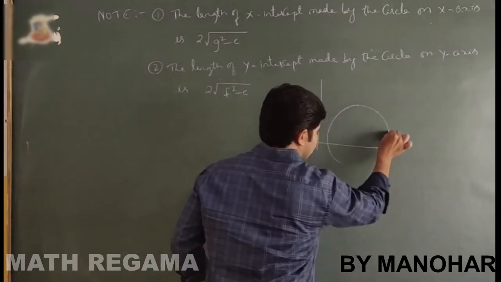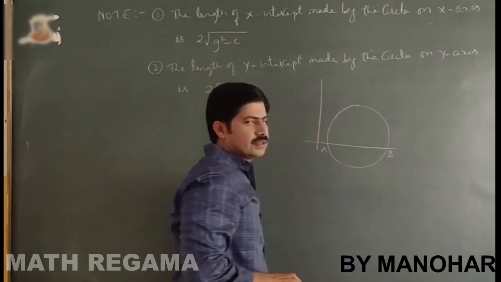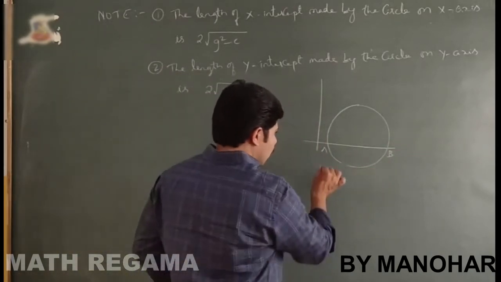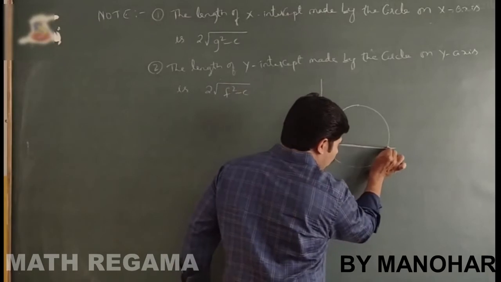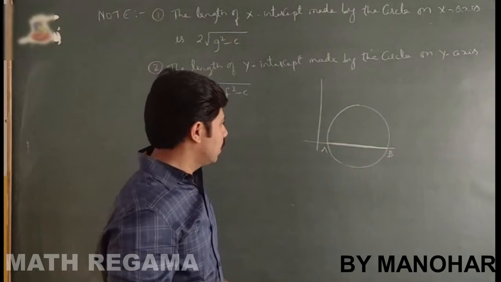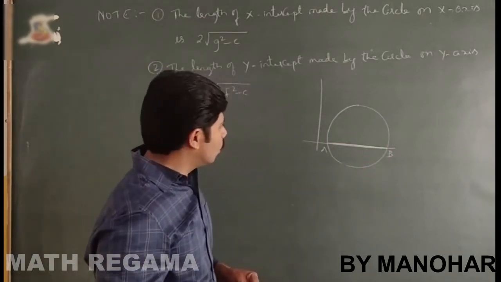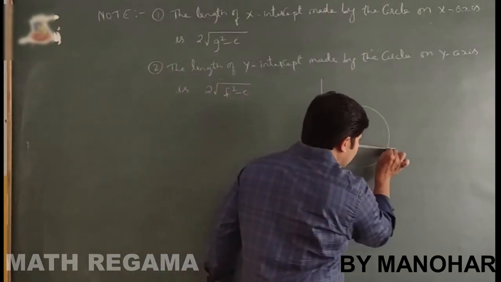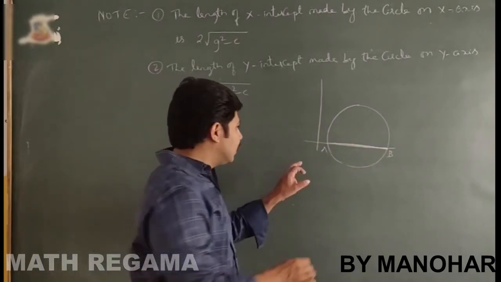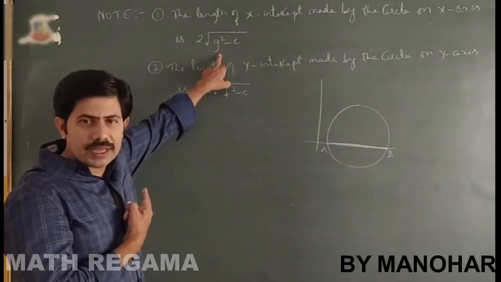Draw one circle. The circle is cutting the x-axis at 2 points, A and B. This length AB is called the length of the x-intercept made by the circle on the x-axis. This length is given by 2 into under root of g squared minus c.